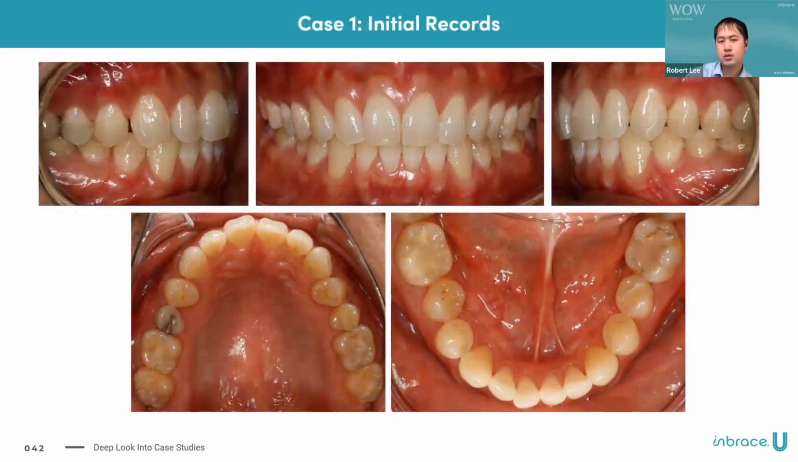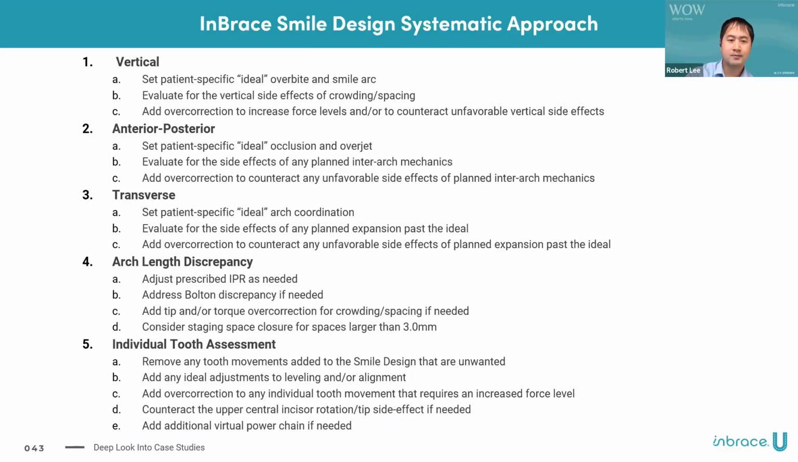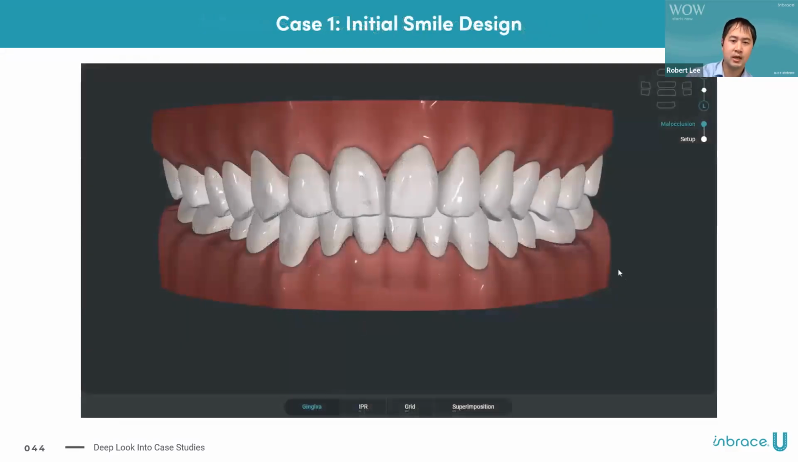Okay, so this is a super straightforward case. This is a case that should take less than 9 months based on how you do your coding for straightforward cases. But this is a very, very straightforward case that I have seen providers go wrong with when they don't know what to watch out for. So, we're going to go through this InBrace smile design systematic approach, the 5-step process for how you review the smile design. Okay, so when you look at this case, we're going to turn on the transparency.